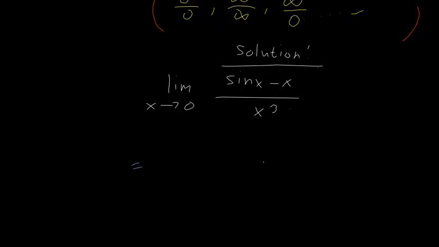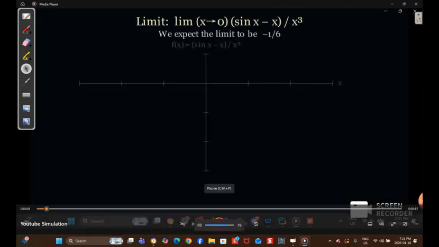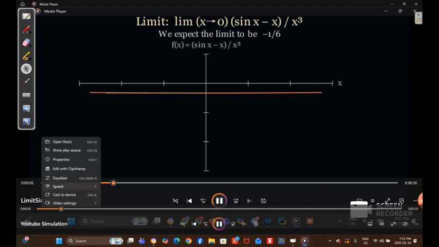Before I solve, I want to show you something that might give you a geometric insight on how to approach this. So let's look at a simulation. I made a simulation earlier, so pay attention. We're looking at the limit. Here's the model. Just 1 second.